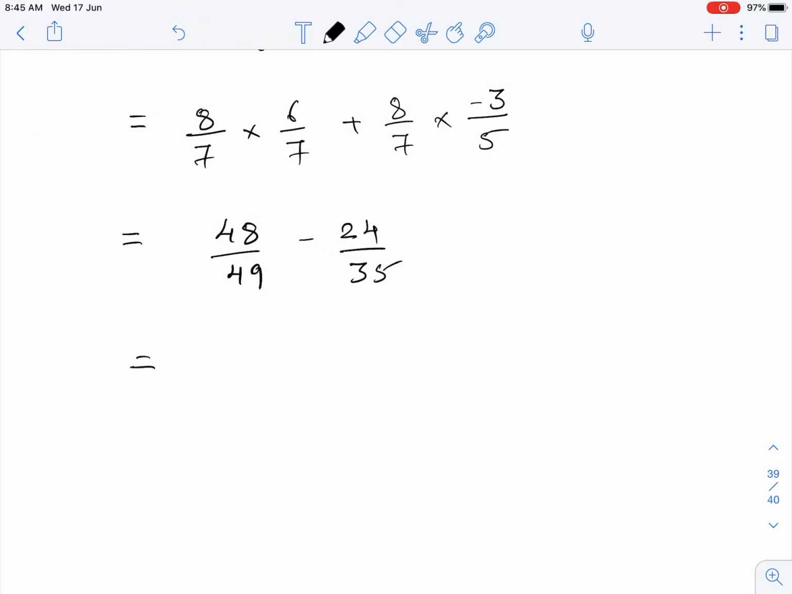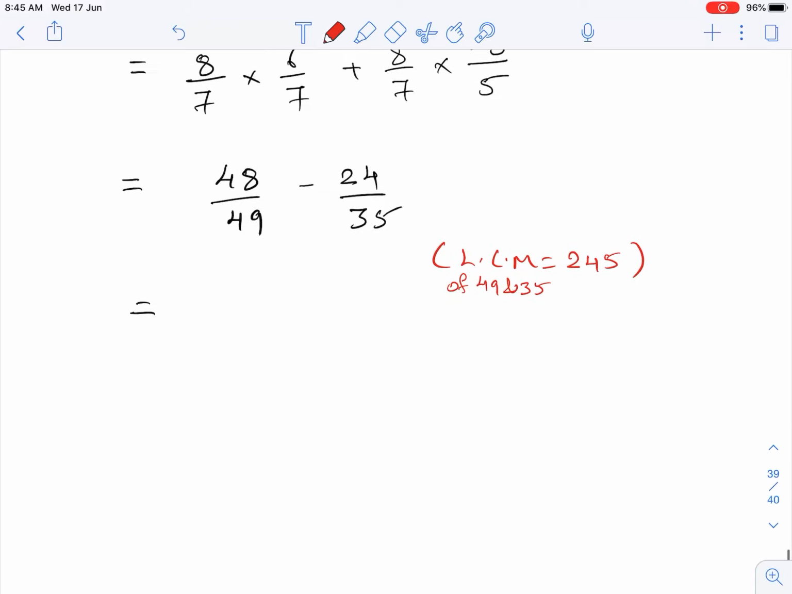Now these two numbers have different denominators and they are being subtracted, so we have to first make their denominators the same. How to make these denominators the same? By finding their LCM. So the LCM of 49 and 35 equals how much? It is 245. Now we have to make each of their denominators 245.